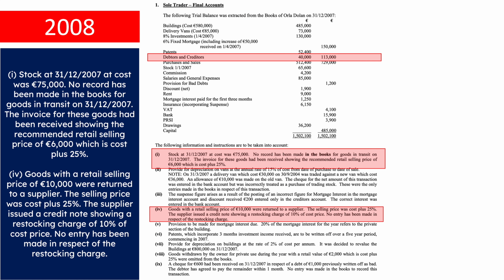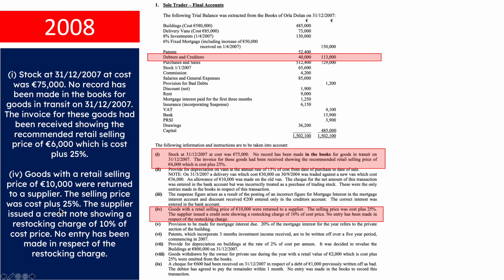2010 creditor one. Okay, in 2008 we had a goods in transit and a restocking charge. So let's get started with the goods in transit. So number 1, stock at 31st of the 12th 2007 at cost was 75,000 euro. No record has been made in the books for goods in transit on the 31st of the 12th 2007. The invoice for these goods had been received showing the recommended retail selling price of 6,000 euro, which is cost plus 25%.